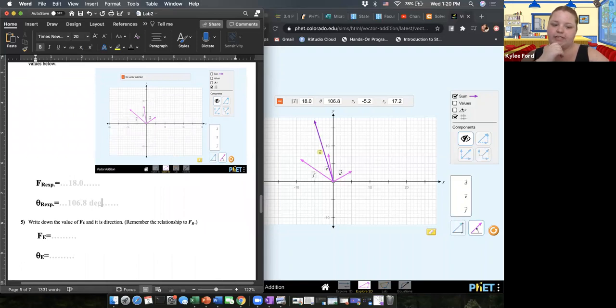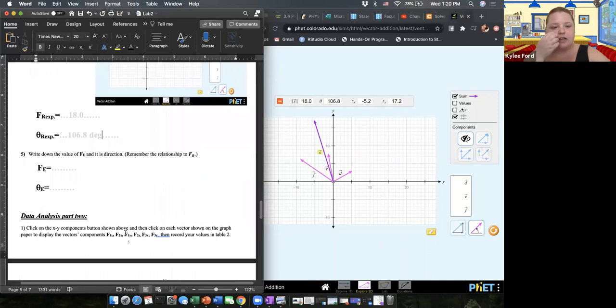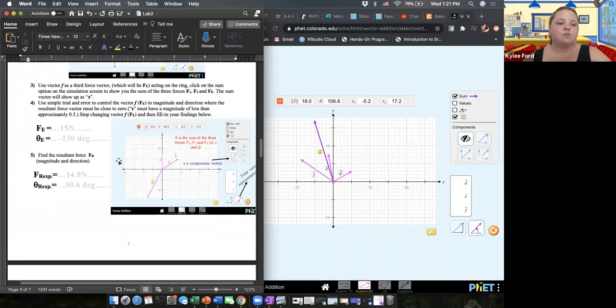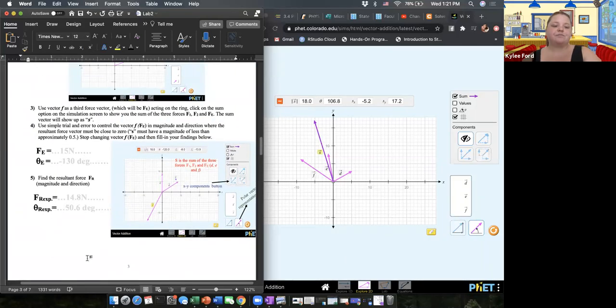Now, this is where it kind of gets confusing again. This first portion gets really confusing. It says write down the value of FE and its direction. So I'm going to scroll back up and remind us of what that FE was. Okay. And if you notice here, our FE was basically our, not balancing force, but our equilibrium force.